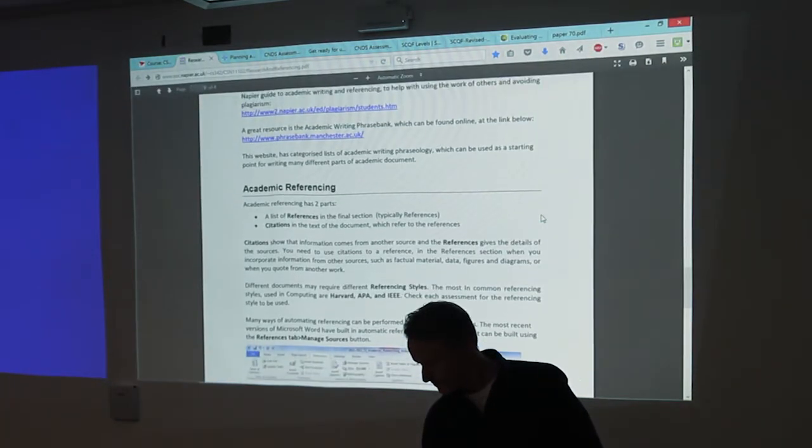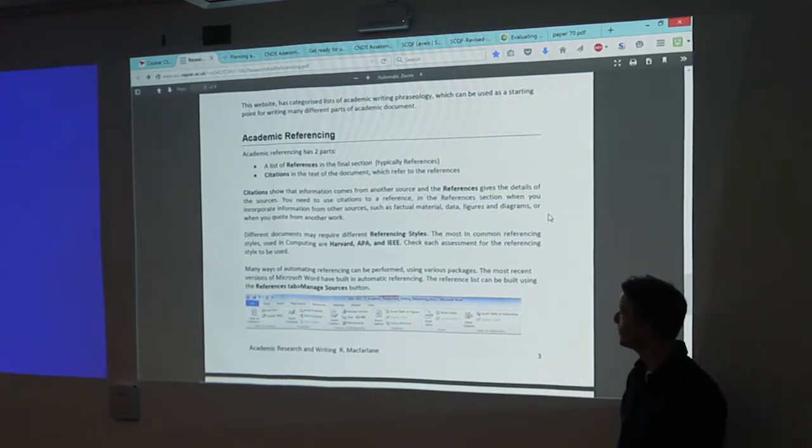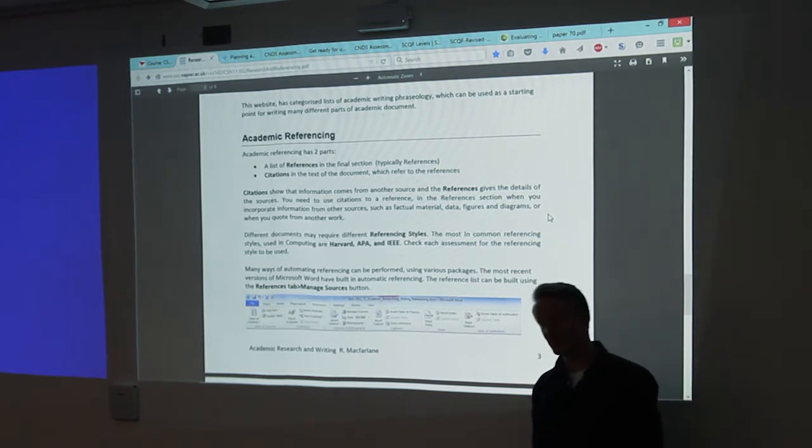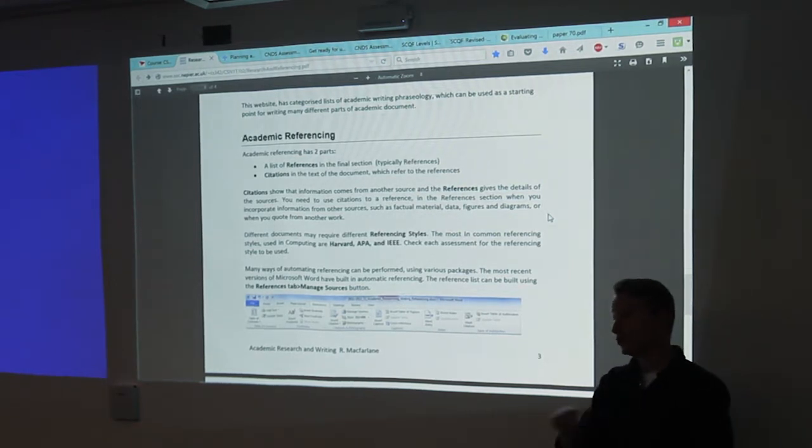Okay, so this is referencing. This is our last little section we'll have a wee look at. There are lots of ways of doing referencing. Now, when I started doing research, the way of doing referencing was to get a big black box, print off all your papers, write index numbers at the top, write notes on all your papers, put them in a big box and cross-reference the index numbers.